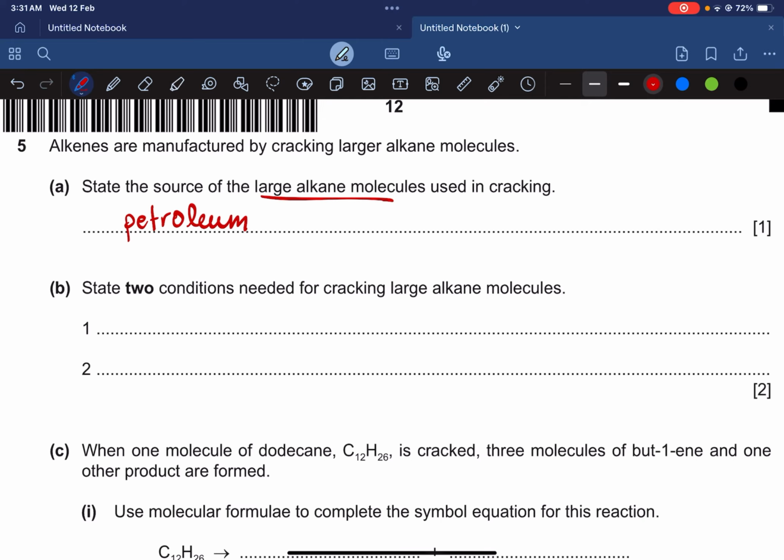Okay, when you crack, first you need a catalyst. That is for sure. You can write Al2O3 or SiO2. And the other is you need an extremely high temperature for cracking.